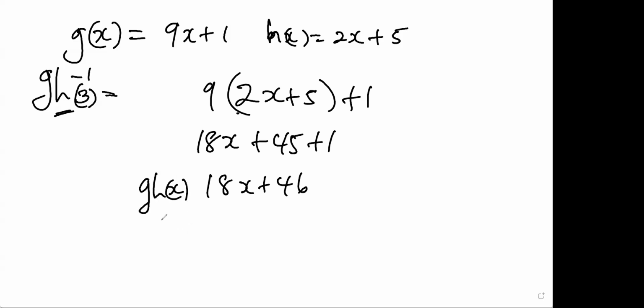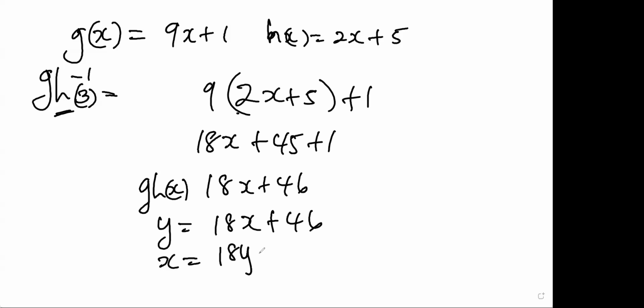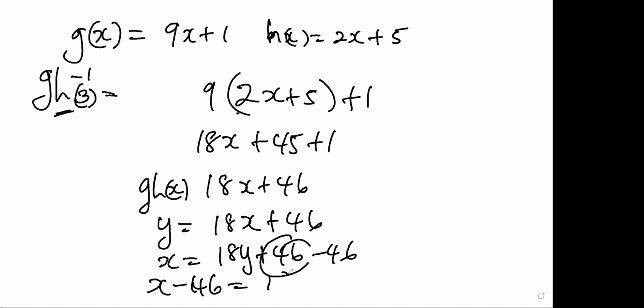That's fine. The inverse, so y equals 18x plus 46. Interchange x for y and y for x. Solve for y. So you minus 46. x minus 46 equals 18y. And then you divide by 18.